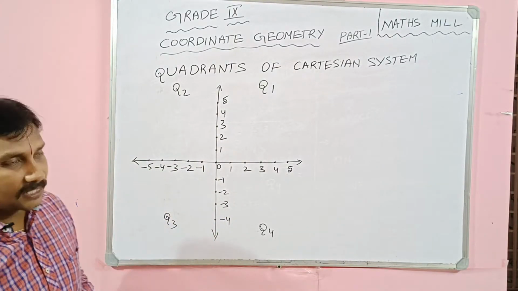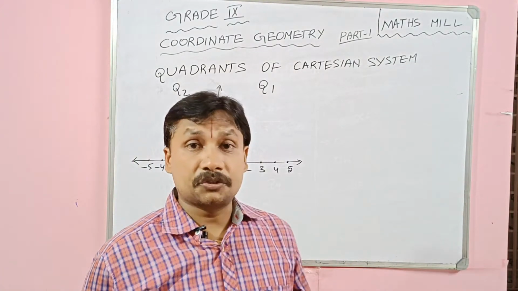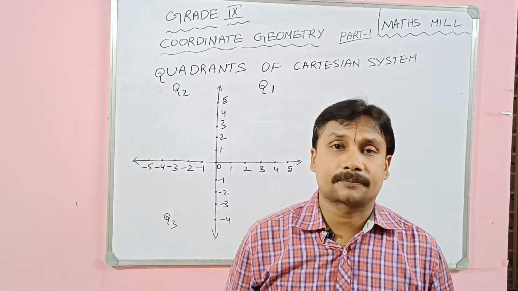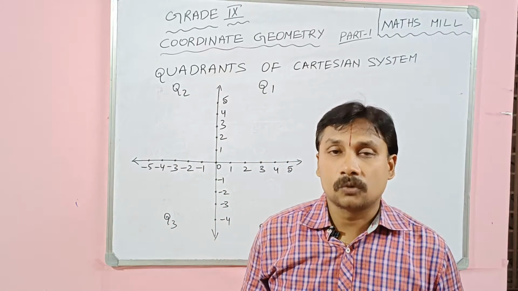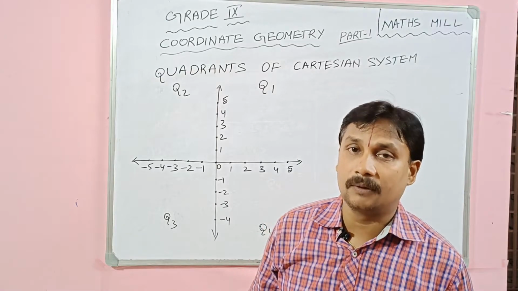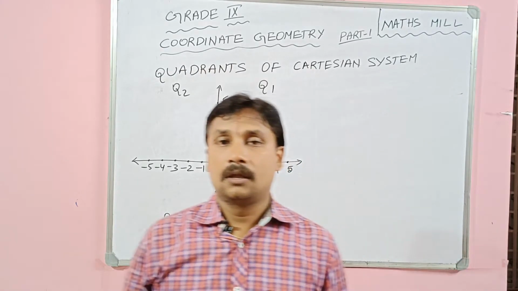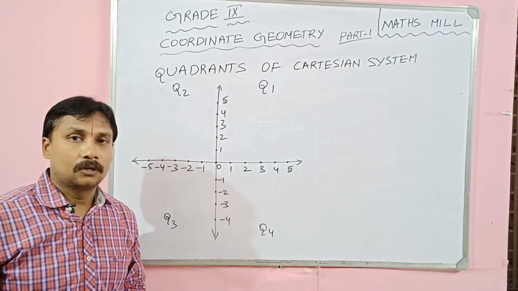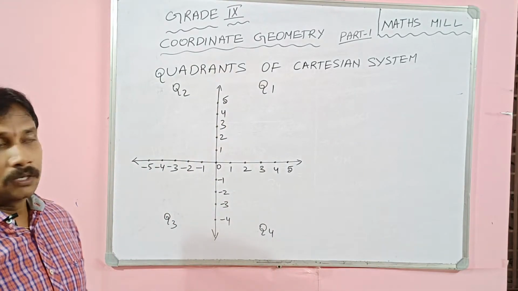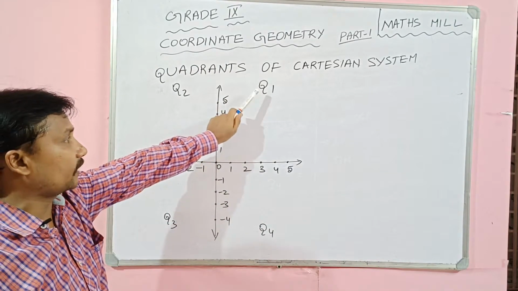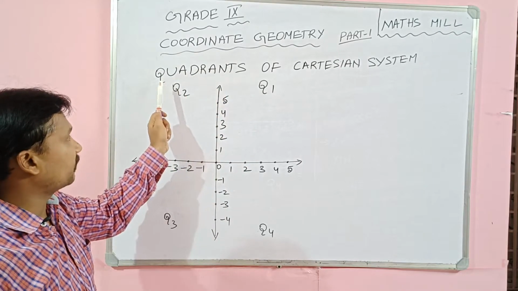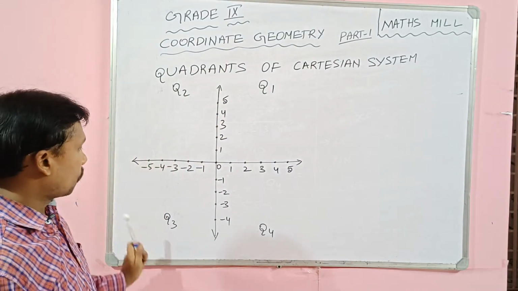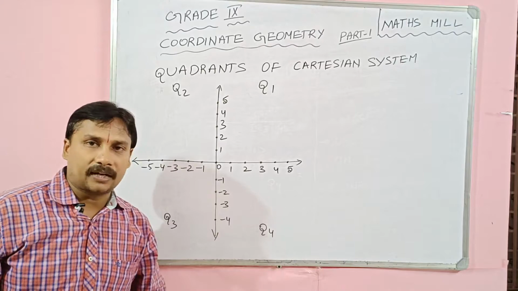So in this Cartesian system we should learn about quadrants. Very important. So what are quadrants? What is the nature of quadrants? How can we plot the points? All of that is based on this. So here it is always quadrant 1, and in the anti-clockwise direction, quadrant 2, quadrant 3, quadrant 4.